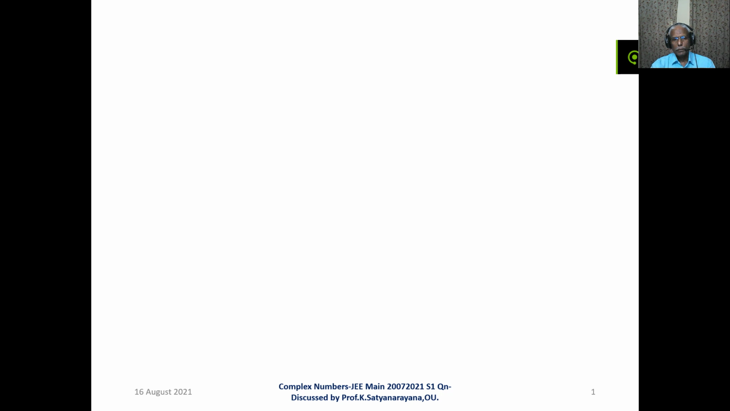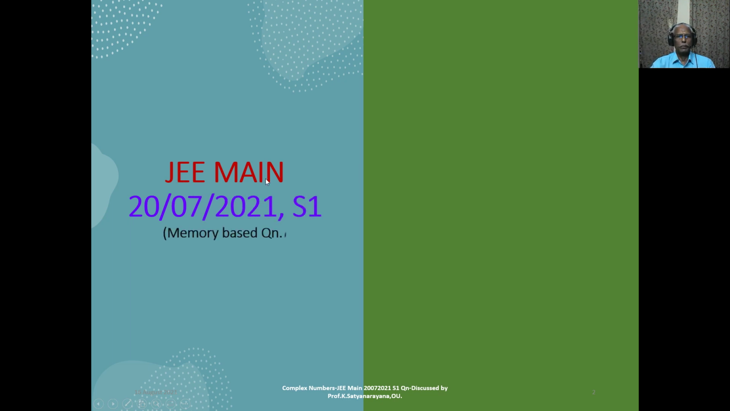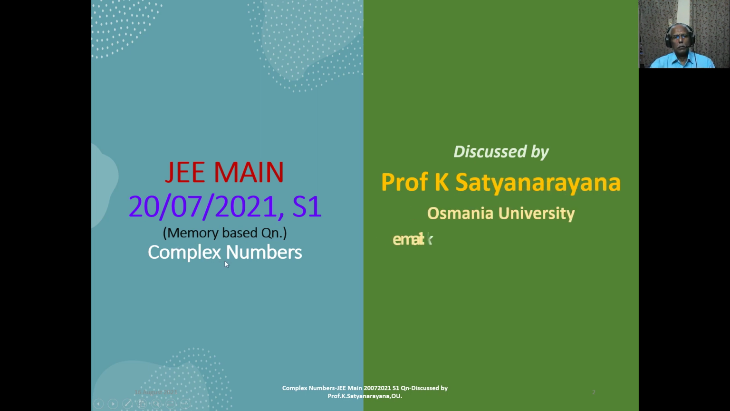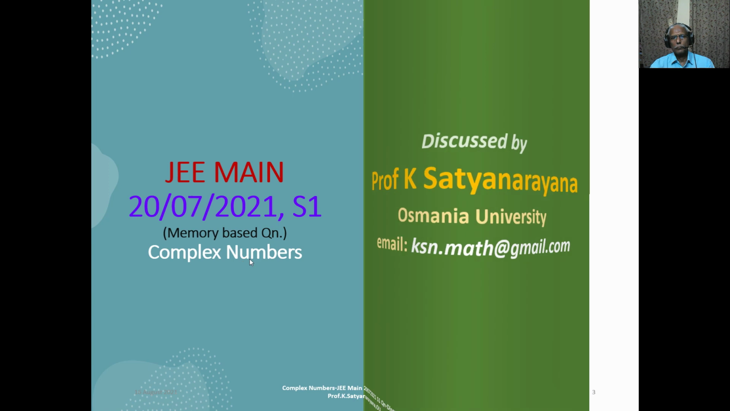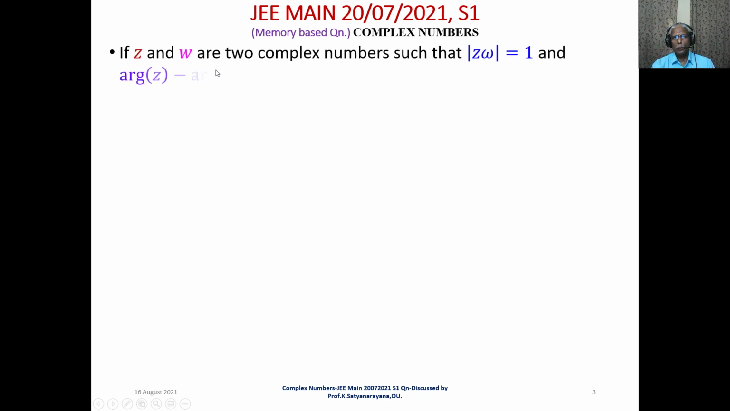We consider a problem on complex numbers, on the concept of the principal argument of complex numbers. This problem has appeared in the Joint Entrance Examination Main held on 20th July 2021 in the morning shift. The problem is on complex numbers. We state the problem and discuss its solution.